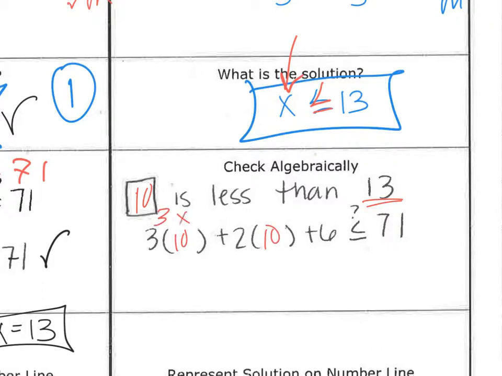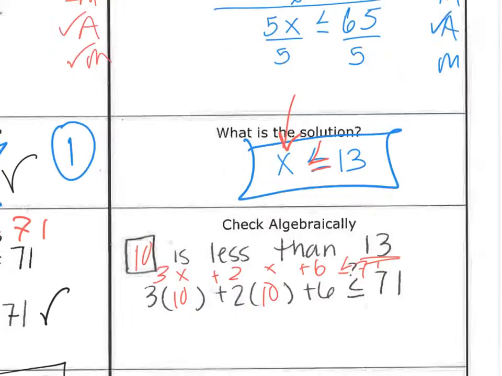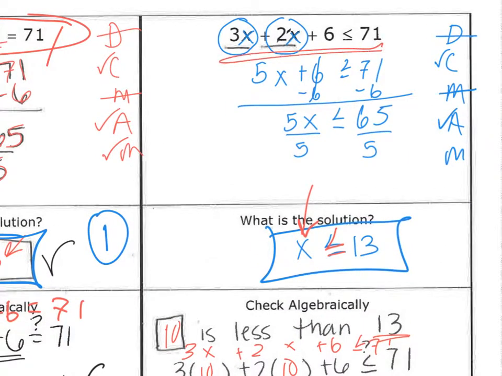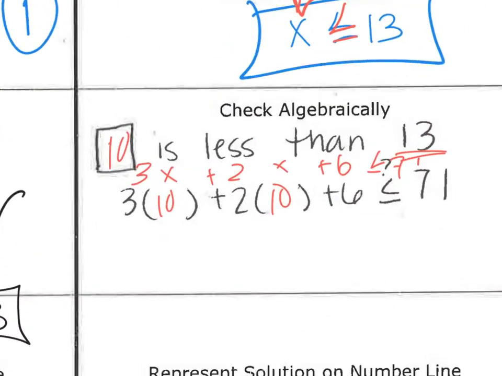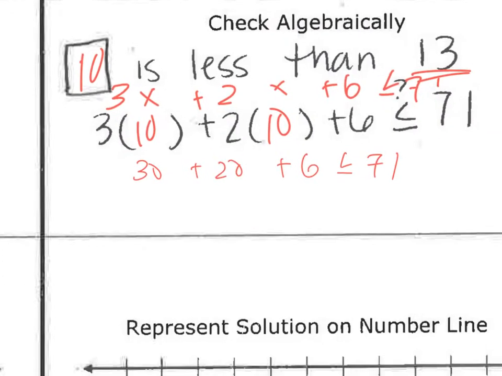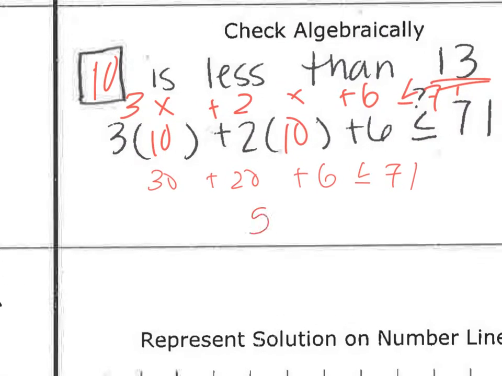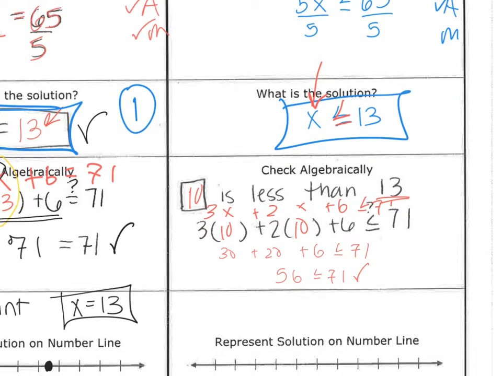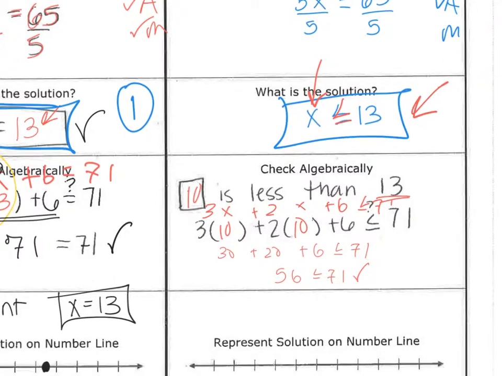Remember, we're using that same equation from the beginning. Right? That same equation that's up here. And I put in the 10 and I get 30 plus 20 plus 6 is less than or equal to 71. Do that in my calculator and I get 56 is less than or equal to 71. Is 56 less than or equal to 71? The answer is yes. So I do have the correct solution to this inequality. That means my answer is correct.